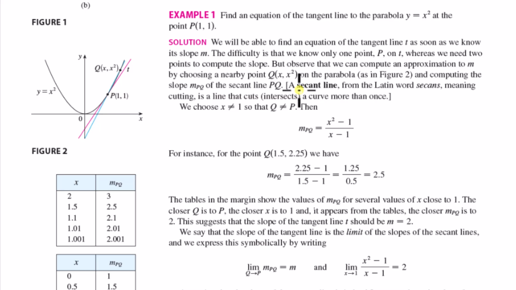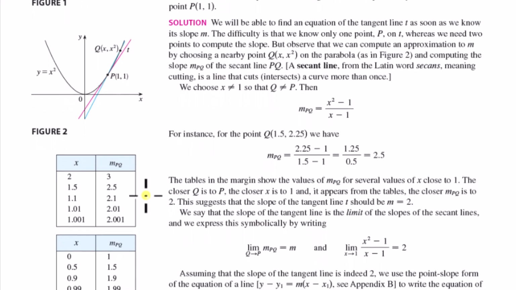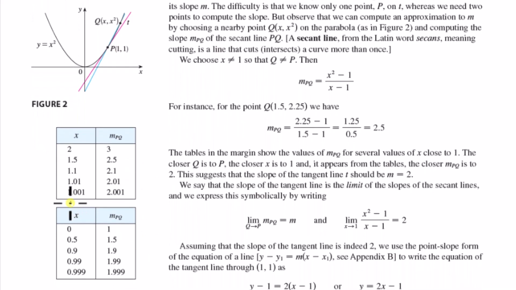Okay, and so now to get a feel for what the slope of the tangent line to the y equals x squared curve at point P must be, we can think about the idea of the x coordinate of point Q being closer and closer and closer to the x coordinate of point P, so 1. And that's what they do here in these two tables. So here in this first table, they let x get closer and closer and closer to 1 coming from above 1.